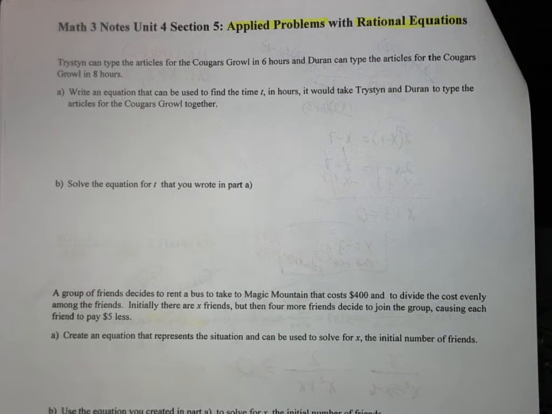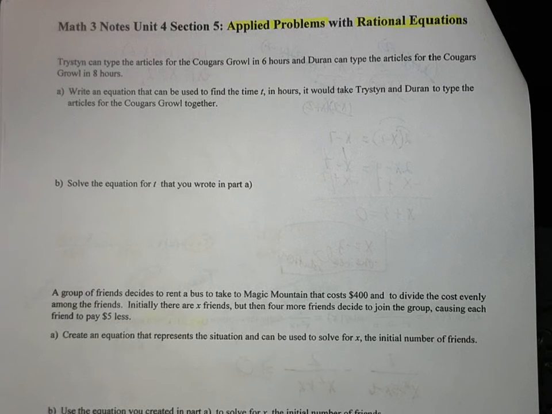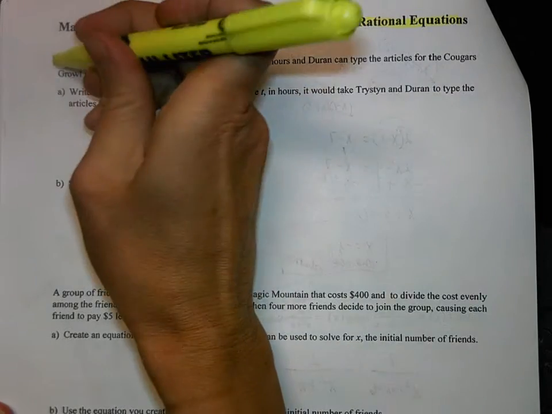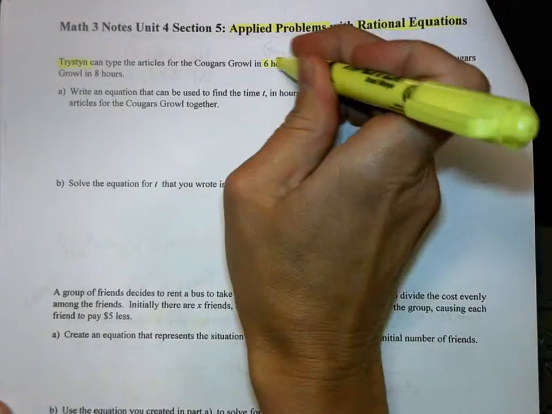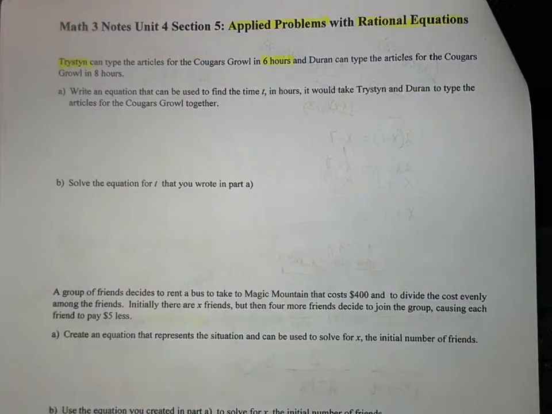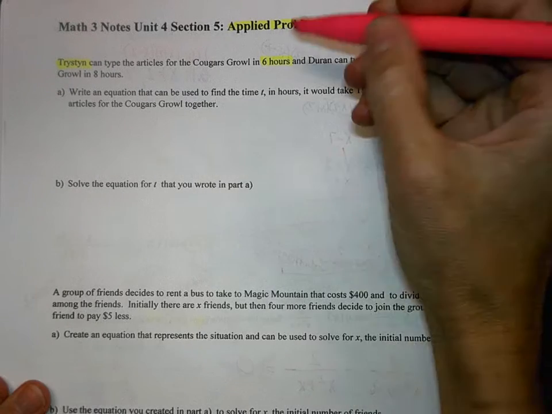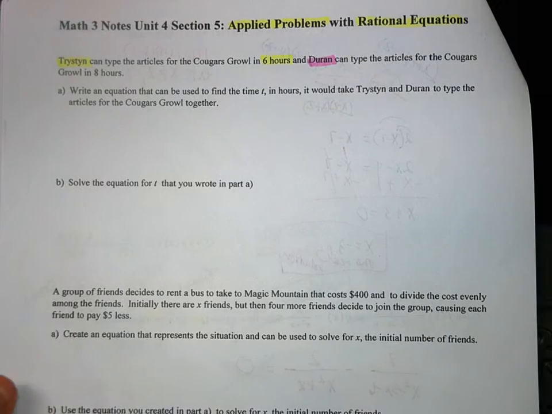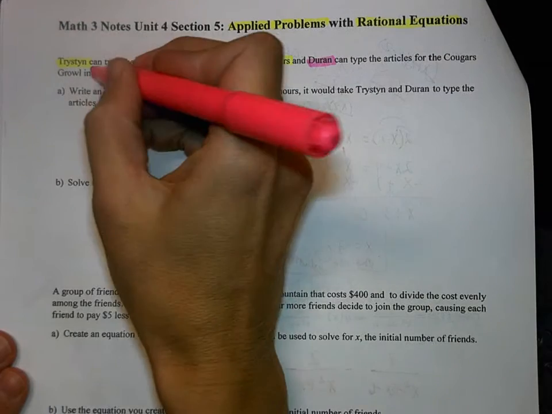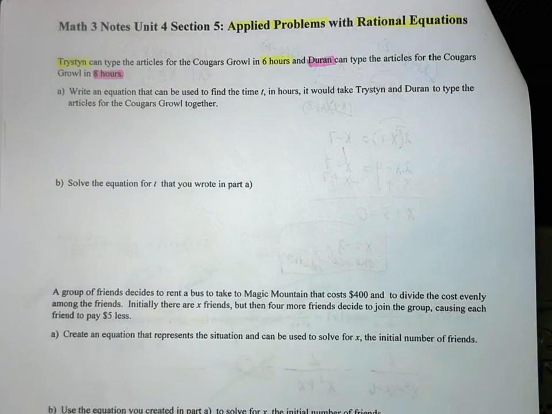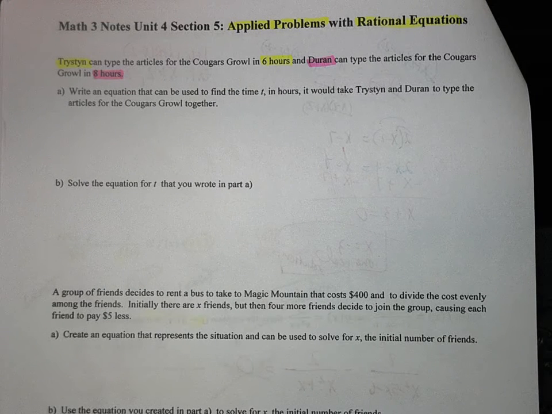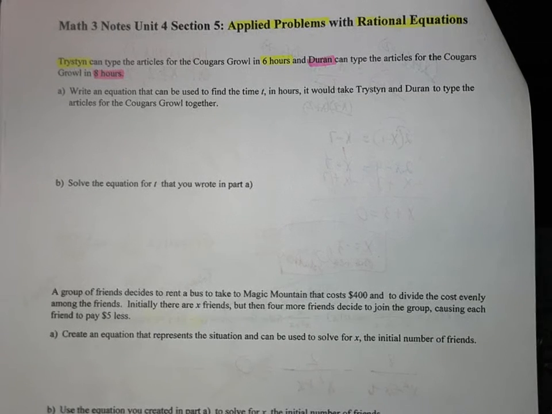You guys ready? Okay, Tristan can type the articles for the Cougar Growl in 6 hours. So I'm going to go ahead and highlight Tristan, and Tristan is 6 hours. Then we have Duran, and I'm going to use a different color for Duran. Duran can type the articles for the Cougar Growl in 8 hours. So we have 2 people working to complete a job. Write an equation that can be used to find the time t.